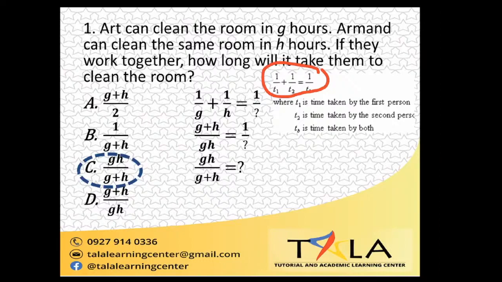Okay? Now, computin natin. Si Art daw, siya yung first person. Ilang oras niya daw ginawa? Ano yung T1 niya? G. And then, paano naman si R-man? Ano yung T2 niya? Yung time niya, H. Okay, equal to 1 over yung time nila together, which is yun yung hinahanap mo. How long? Kaya nga long eh.